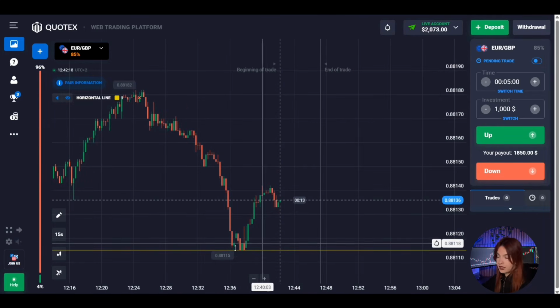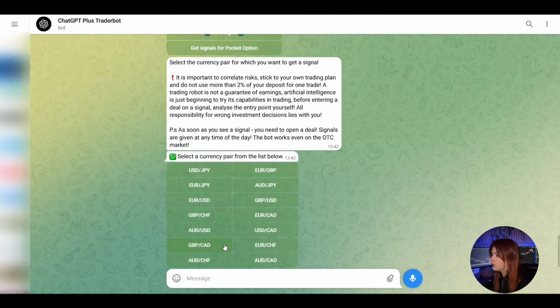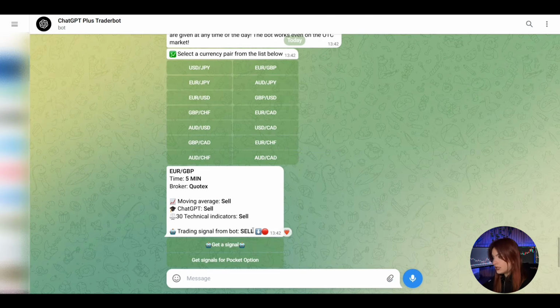Well, now let's make a request from the bot. Click the receive signal button. We will find the currency pair we need and click on it. Great. Here the bot offers us to open a deal down.